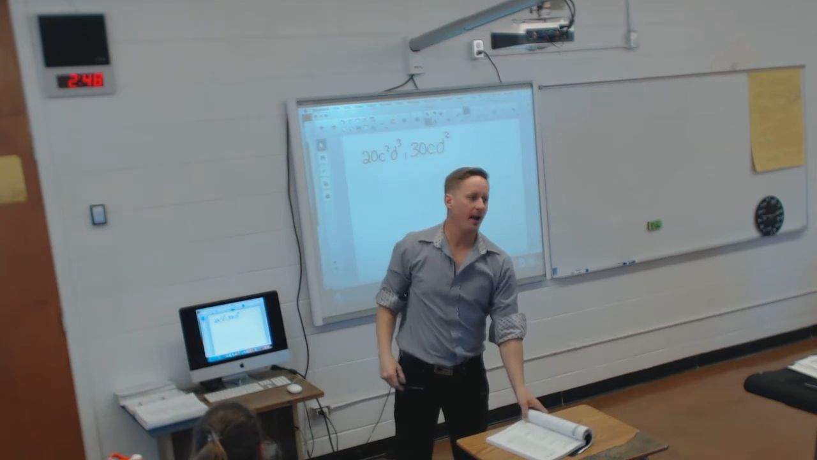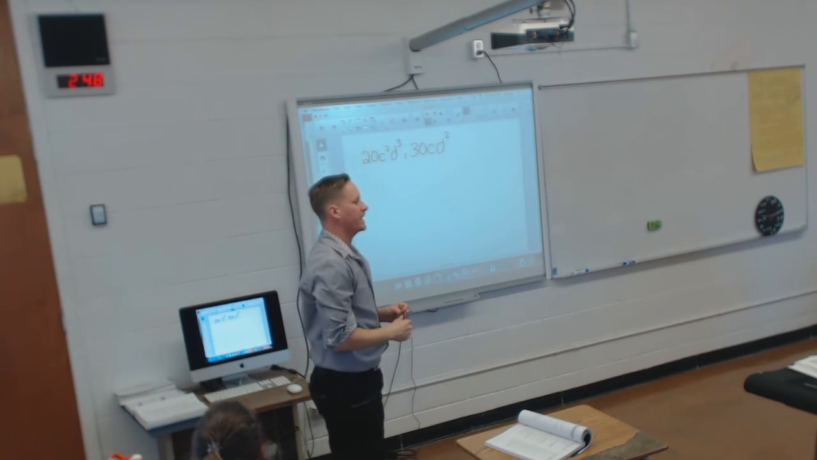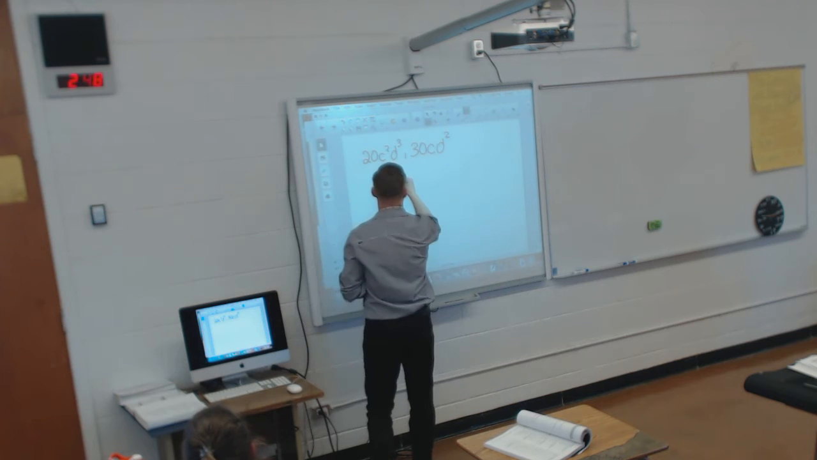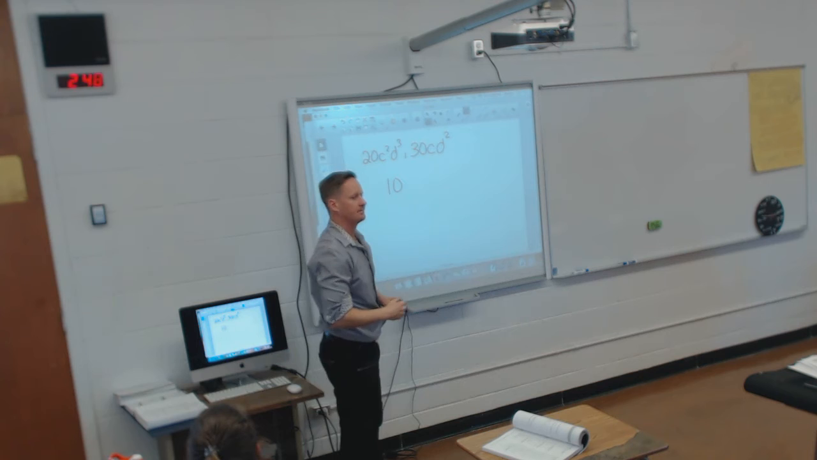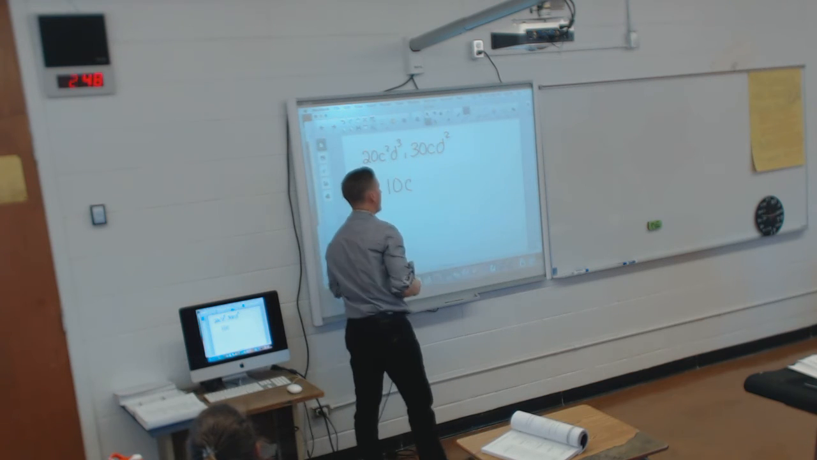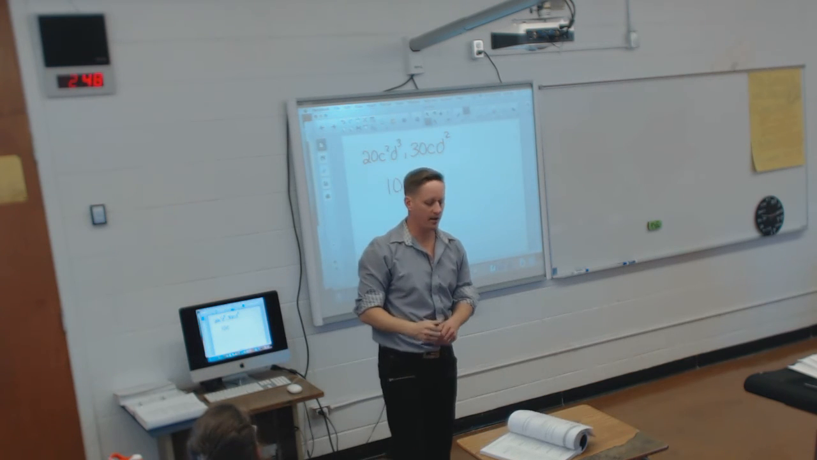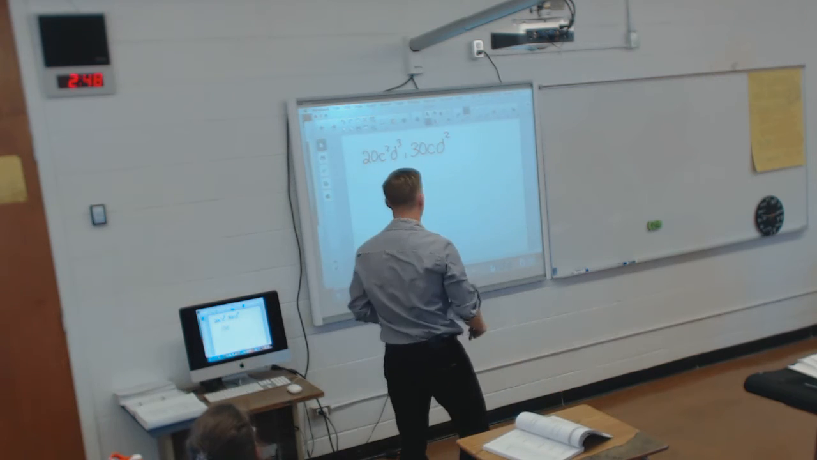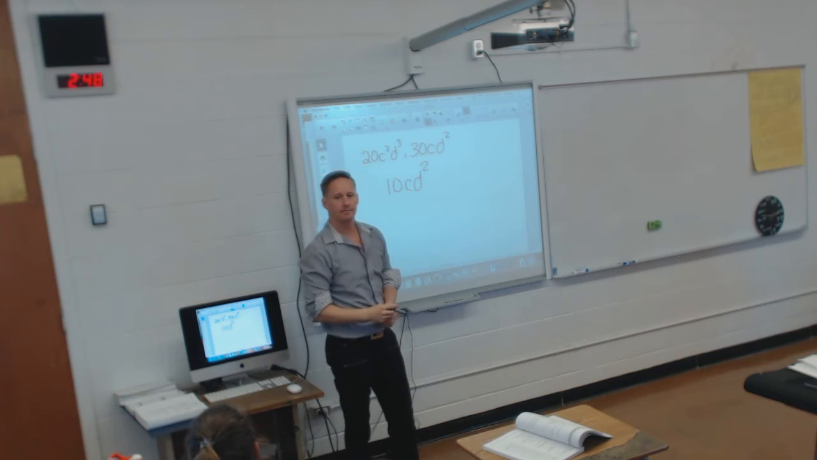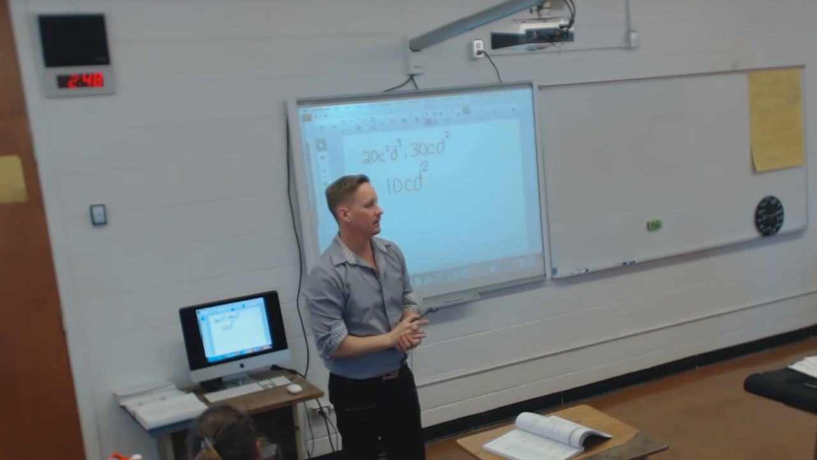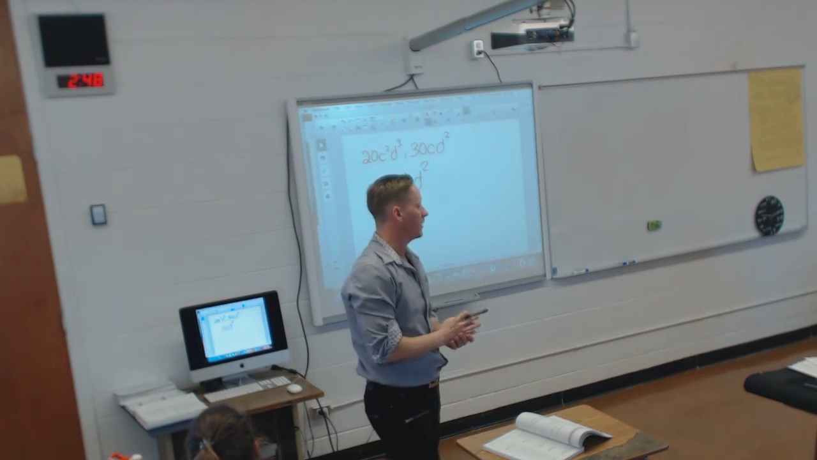Okay, greatest common factor. What's the greatest common factor between 20 and 30? 10. Greatest common factor between c squared and c? Greatest common factor between d cubed and d squared? D squared. You guys are nailing it. Everybody understand that? We're going quick, but I think you guys are catching on real quick too.